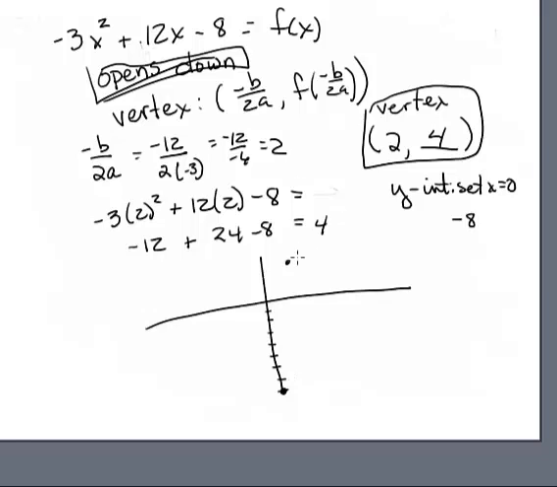Okay, so I can see that my parabola is going to go down, cut through that point, and it's kind of narrow, so it's narrow on this side too. So my graph would look something like that. I know it's not very artistic, but that's probably about the best I can do. Okay, that's the end of this section.